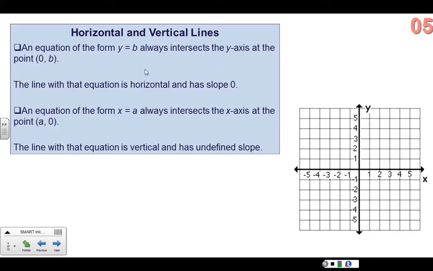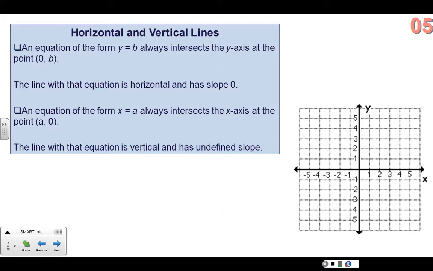Horizontal lines are examples of functions. And just a reminder, a horizontal line does have a measurable slope. It's measured at 0. You cannot even measure the slope of a vertical line. It's considered undefined. Some books might even say that the slope is no slope.